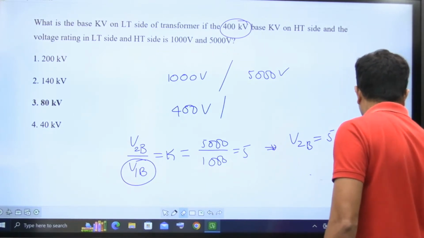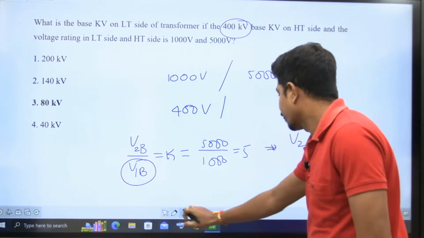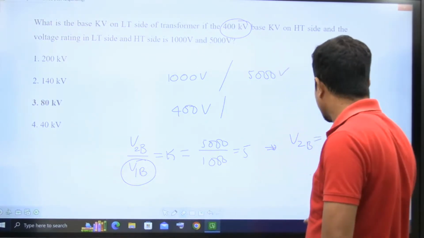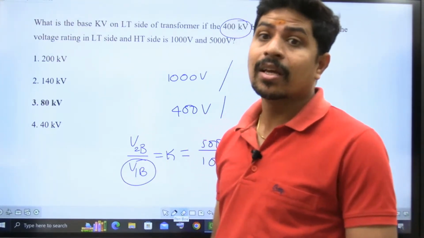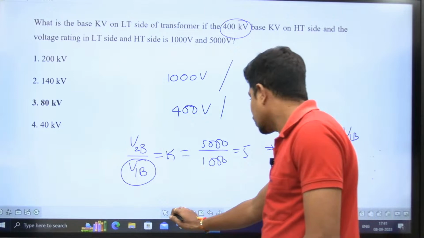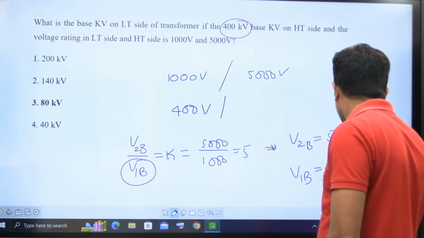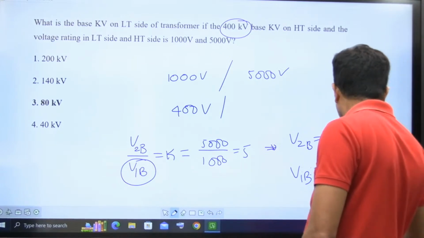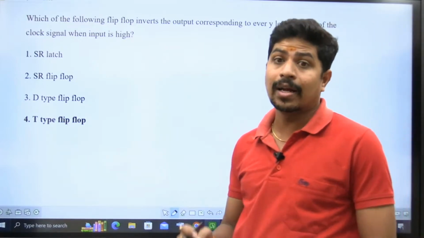Right? Now, observe here. V2 base he has given. How much is the V2 base he has given? He has given V2 base as 400. He is asking for V1 base, and K equals 5. So, V1 base is equal to V2 base by K. That is equal to 400 by 5, which is equal to 80 kV. The option is 3. But it all lies in the understanding of the question.